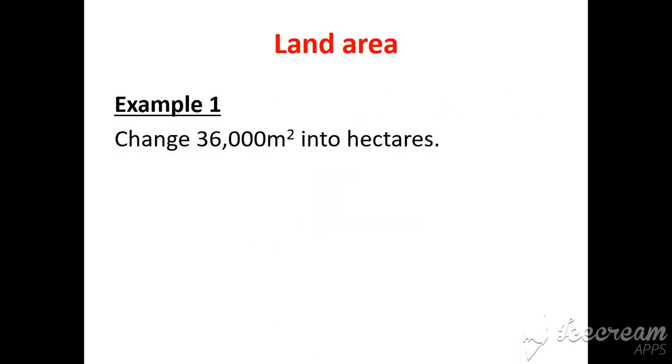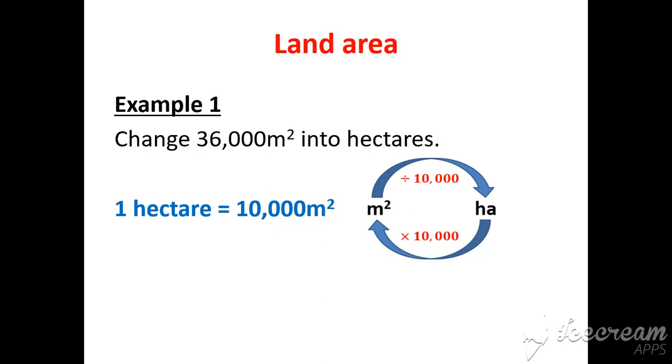Right, example 1. How do I change 36,000 meters squared into hectares? Well, 1 hectare is 10,000 meters squared. Here's our flow diagram. We want to change meters squared into hectares, so we need to divide it by 10,000 to get 3.6 hectares.